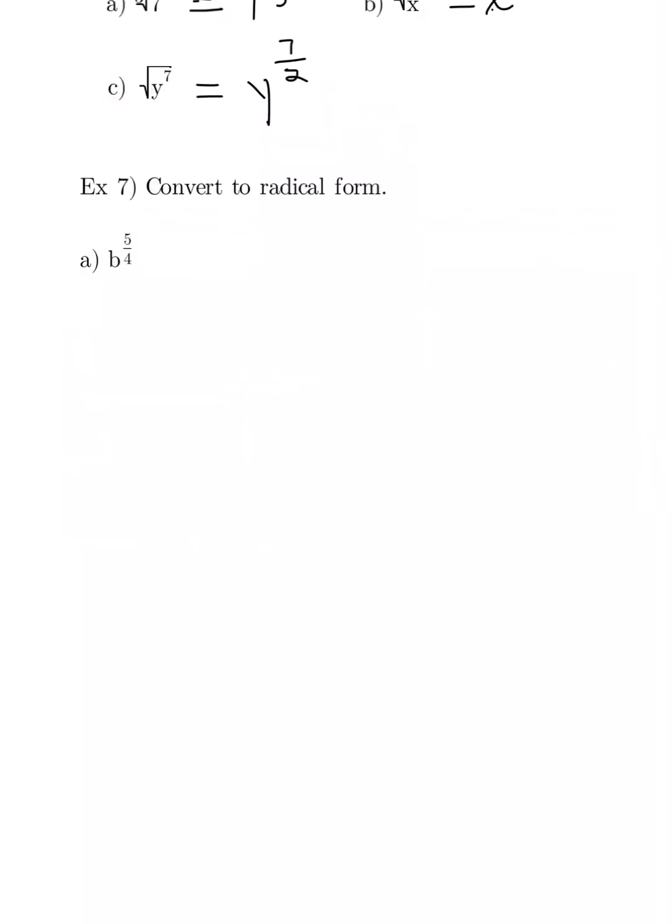For our next set of problems, we're going to go the other way. We're going to convert from exponential form to radical form. We have b to the 5/4 power. So remember that the root you are taking is the denominator, so it will be the 4th root. Your radicand is the base of the exponent, so ours will be b, and then the power is the numerator. So b to the 5/4 becomes the 4th root of b to the 5th.